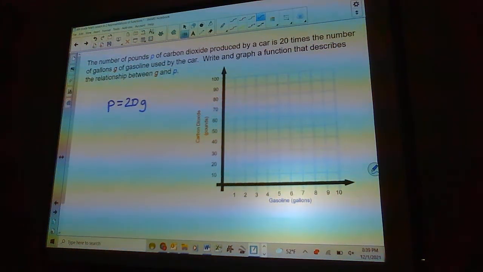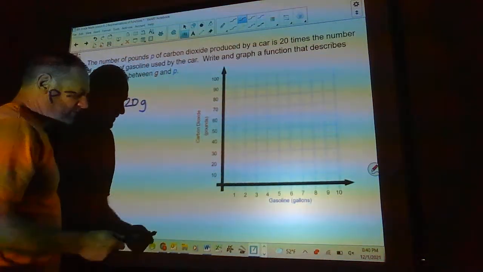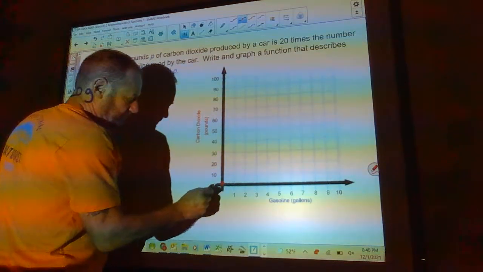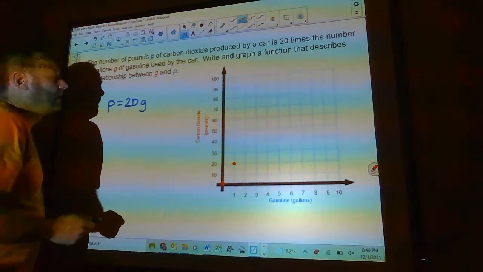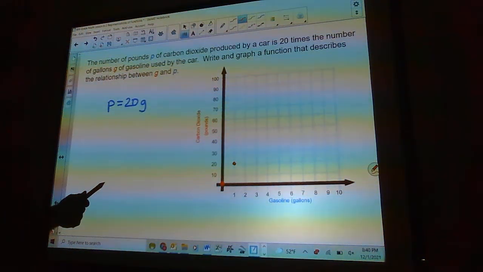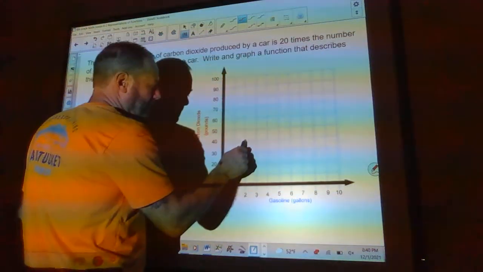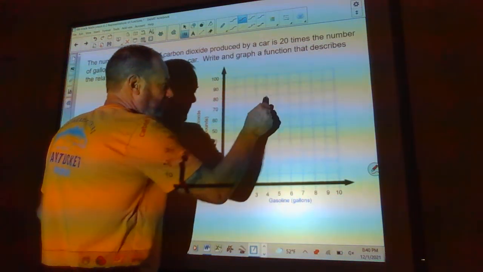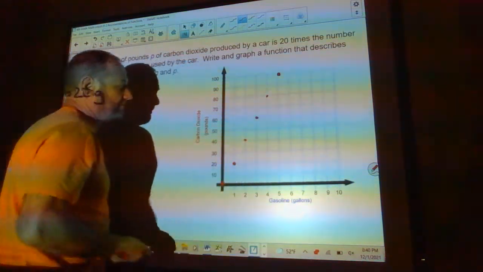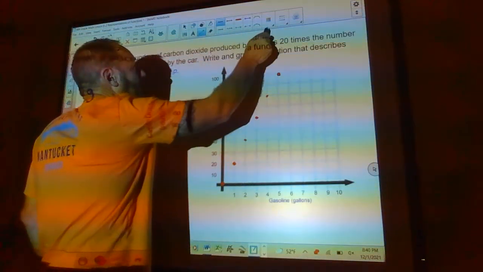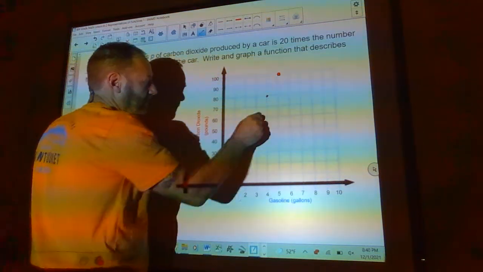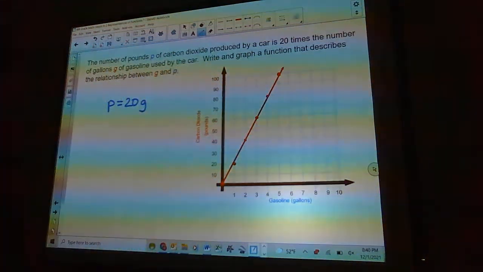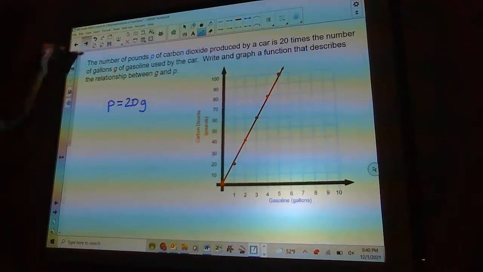Okay, so we need to graph that. So P equals 20G. So at 0, that's just 0. At 1, that's 20. At 2, that's 40. 3, that's 60. 4, that's 80. And 5, that's 100. And then we're off our graph right here. So here is our graph. So we go from here, right there. Piece of cake. Moving right along.